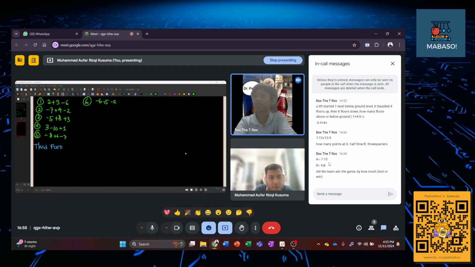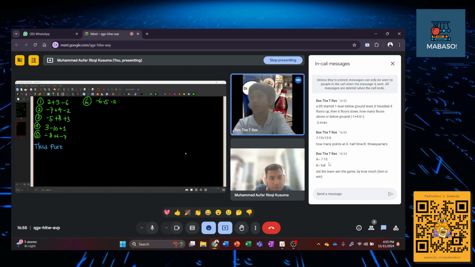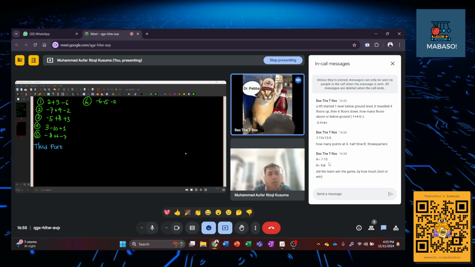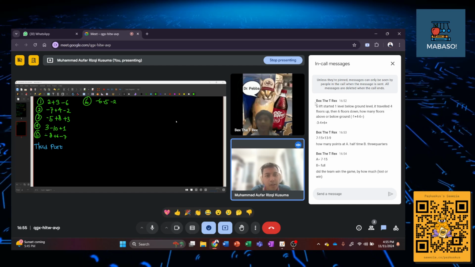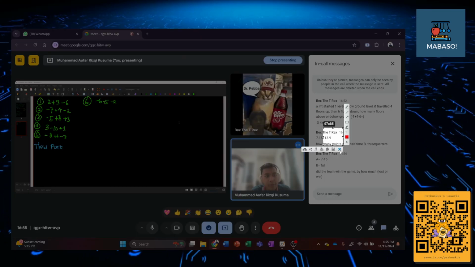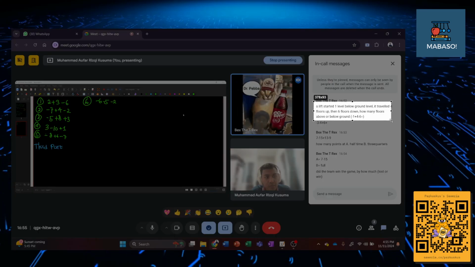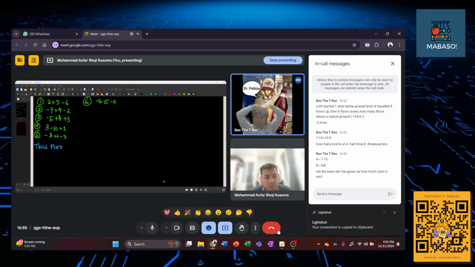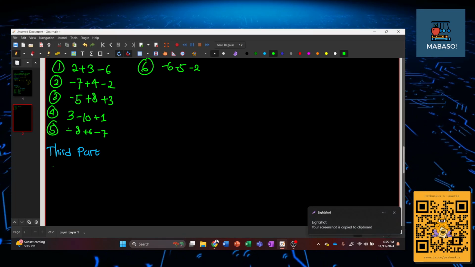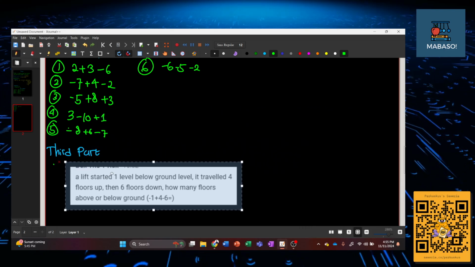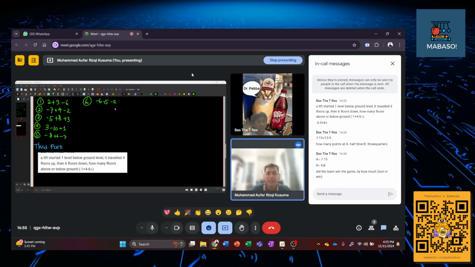Yeah, that's all the things. Oh, okay. The third part is the lift. Okay, let me see. The third part is a lift started one level below ground level. It traveled 4 floors up, then 6 floors down. It's kind of easy then, yeah. It's not a difficult problem then, right?